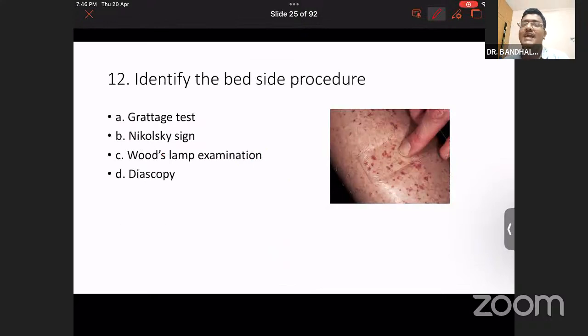Next question is identify the bedside procedure. Option A grattage, option B Nikolsky, option C Wood's lamp examination, option D diascopy. The image is given. Here a person is seeing red macules pressing with a glass slide. They can ask these kinds of questions with the image, and they can ask to identify the procedure, or they can ask something like what is the indication. If the person is using a glass slide to press and see the lesion, it is diascopy. Okay, that you should remember.